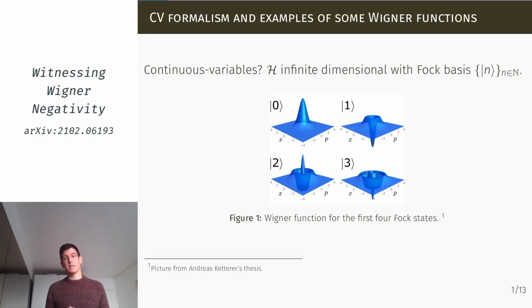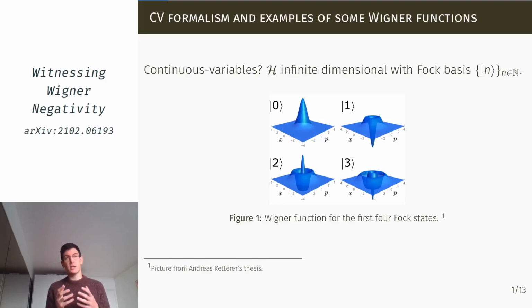Here is represented the Wigner function for the first Fock states in the position-momentum space. And you see that the only Fock state which has a non-negative Wigner function is the vacuum state, k at 0, and all the other states, even for larger Fock states, have a negative Wigner function.